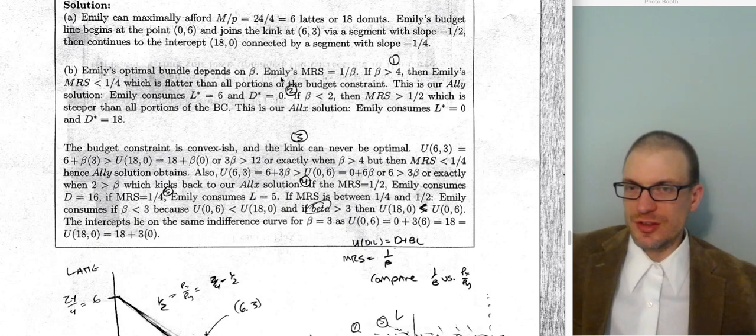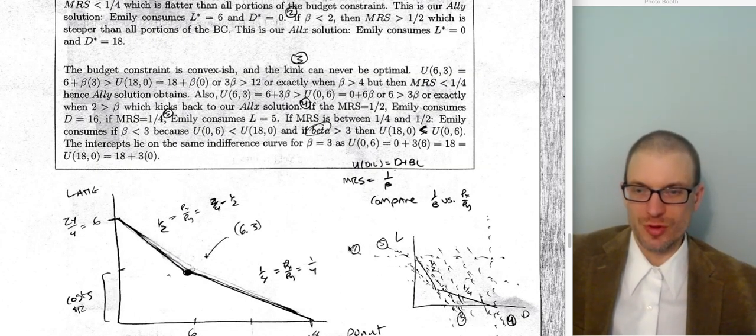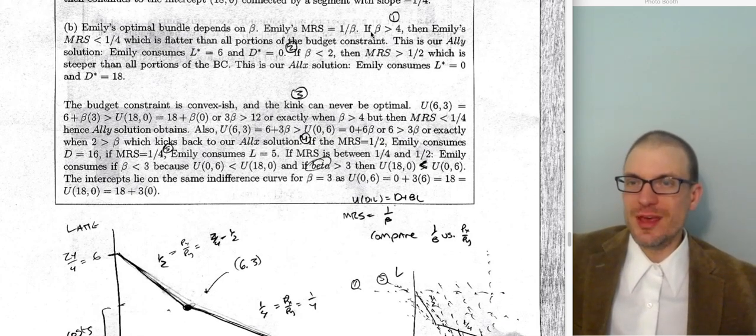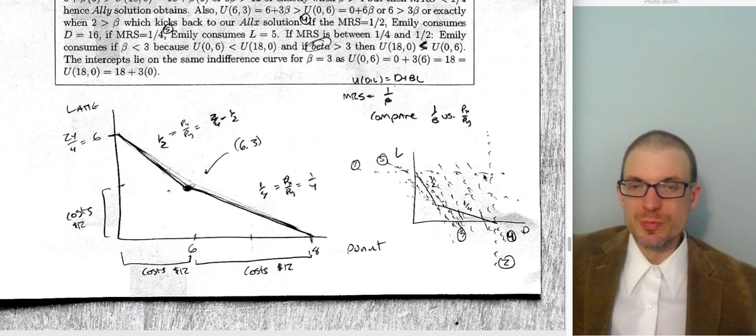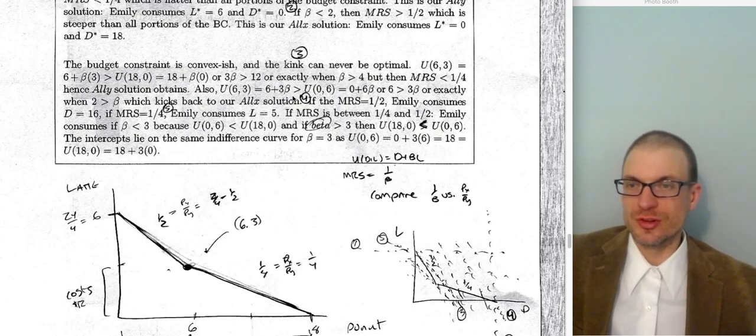Well, let's see. If beta is bigger than 4, Emily's MRS is going to be less than 1/4. It'll be flatter than the whole budget constraint. That's like this one, which I labeled number 1. It's a really flat indifference curve. The highest possible super flat indifference curve is going to cross at our all-latte solution. All right, what if beta is smaller than 2? Now the MRS is going to be bigger than 1/2. Suppose beta is 1, that's smaller than 2, then the MRS is 1, that's bigger than 1/2, so that's going in the right direction. So I drew a super steep indifference curve that would cross down here. That'd be our all-donut solution.